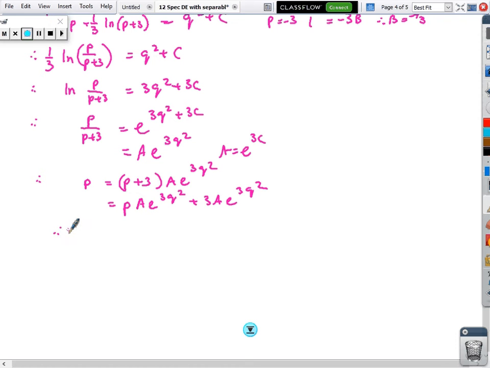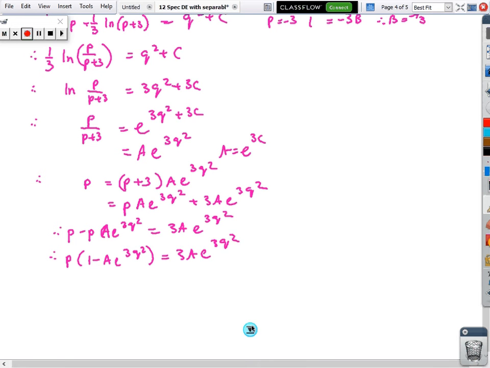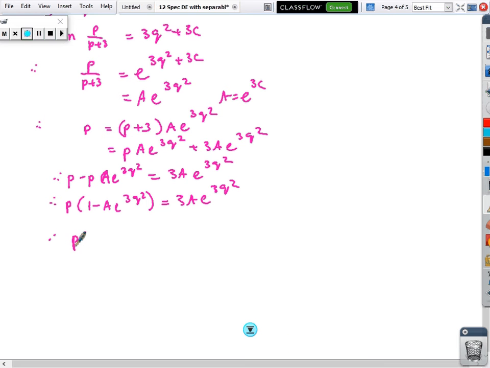And then we can bring, so P minus P A e to the 3Q squared equals 3 A e to the 3Q squared. So P bracket 1 minus A e to the 3Q squared equals 3 A e to the 3Q squared. Finally, P equals 3A e to the 3Q squared over 1 minus A e to the 3Q squared. Okay, now we can look at the information at the start.